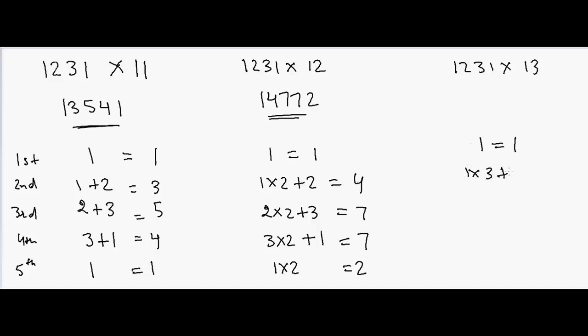Again, if I have to multiply by 13, then the answer will be 1, then 1 into 3 plus 2, then 2 into 3 plus 3, 3 into 3 plus 1, and 1 into 3. So that will give me 3 plus 2, which is equal to 5. 3 into 2 is 6 plus 3 is 9, and if you look here, 3 into 3 is 9 plus 1 is 10.